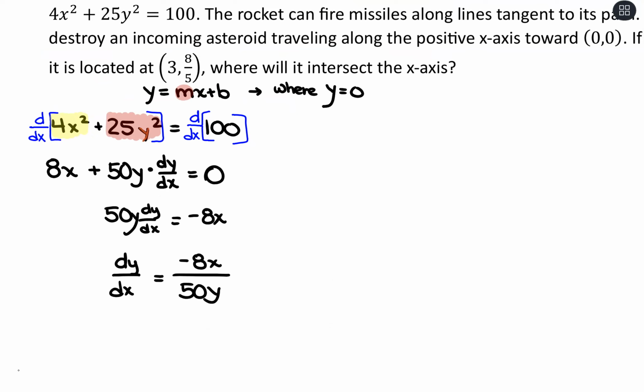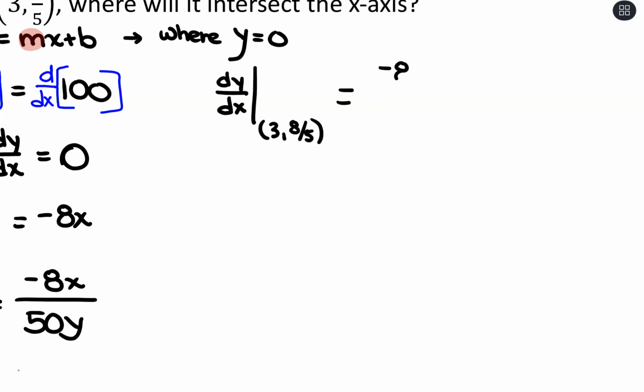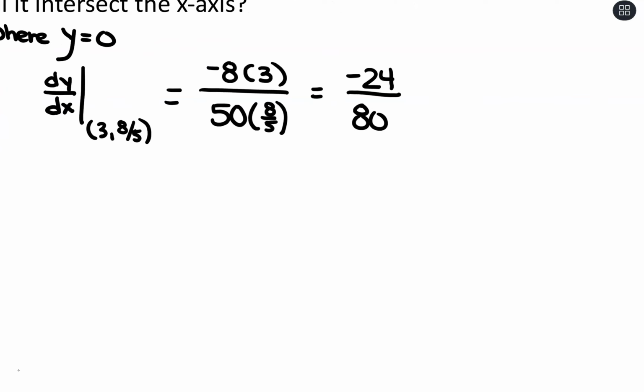So what we want to do is evaluate that. Evaluate dy dx at the point 3/8. Plugging in, we'll have negative 8 times 3 over 50 times 8/5, which is negative 24 over 80, which should be negative 3/10. Let's go ahead with decimals here. Let's call that negative 0.3.